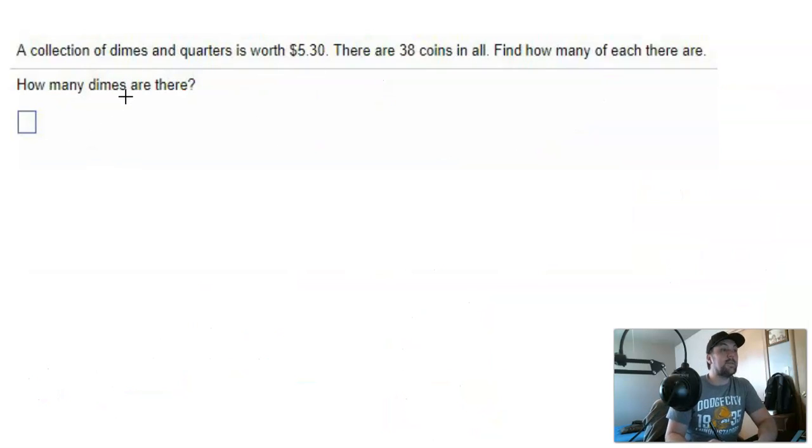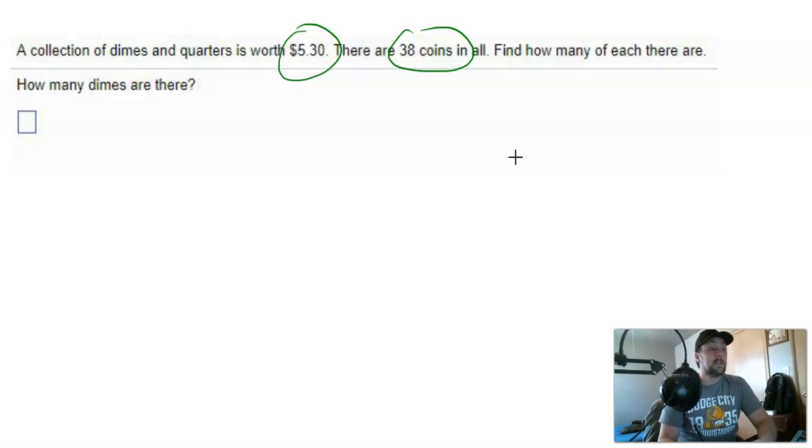So a collection of dimes and quarters is worth $5.30. There are 38 coins in all. Find how many of each there are. So this is a pretty common type of word problem for system of equations. It's a coin problem. We have 2 different types of coins, and we're given the value of those coins and the number of those coins.